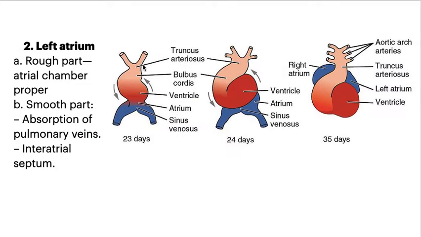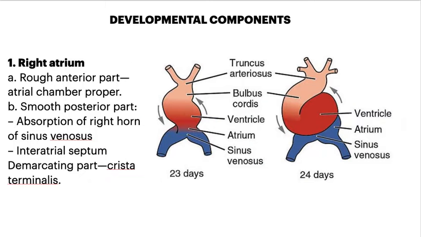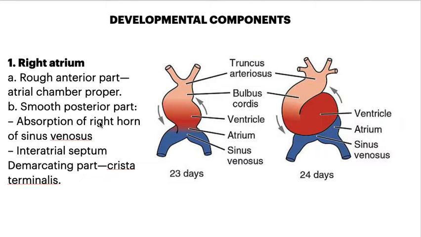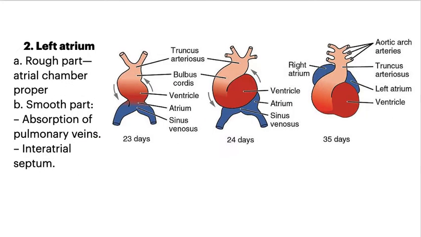The left atrium: the rough part is again from the atrial chamber proper, and the smooth part is from the absorption of the pulmonary vein in the left atrium, and absorption of the right horn of sinus venosus in the right atrium, with the interatrial septum in both. You can see this is the sinus venosus. You can see the developing atrium over here, and here it goes backwards.